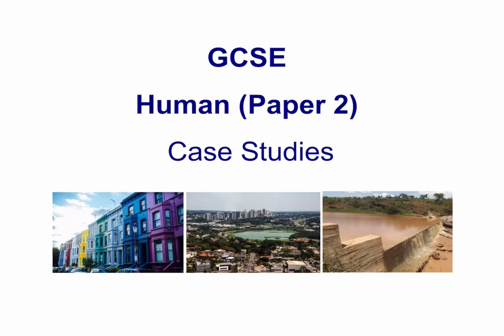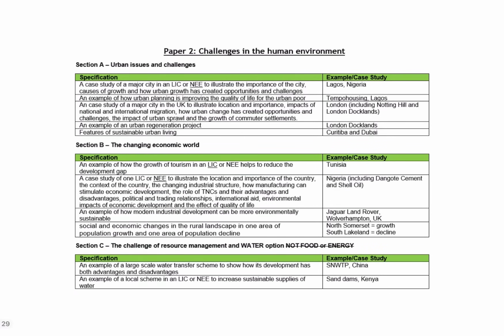So this is like a whistle-stop tour and a bit of a recap then of all of the case studies you will need for your paper 2 exam. Paper 2 has the following topics on it. So section A is urban issues and challenges. Section B is about the changing economic world, and section C is all about resource management. There are no case studies here on food or energy because we have chosen to answer the water option.